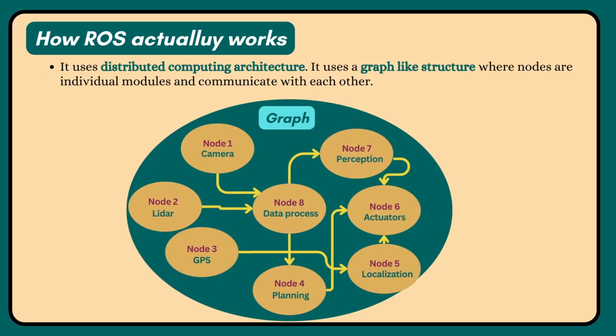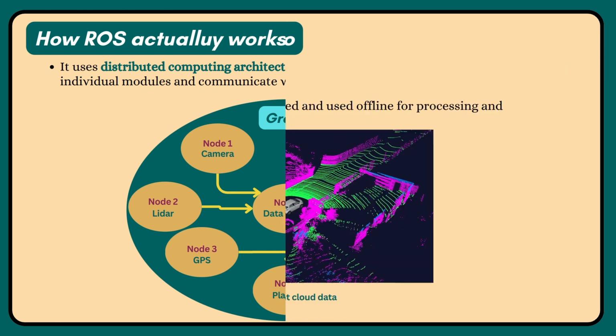ROS uses a distributed computing architecture, that is, a graph-like structure where nodes act as individual modules and communicate with each other. If you see this graph, this is an example of a robot where we have a camera, LiDAR and GPS, each taken as a node. All the information will be taken by these nodes. Only the necessary information will be shared with the data processing node, which will then use this data to do some other task and forward only the necessary information using topics to the perception node, planning and localization node. Then it will give the commands to the actuator node, which will make the robot move. So that is how the graph approach works.